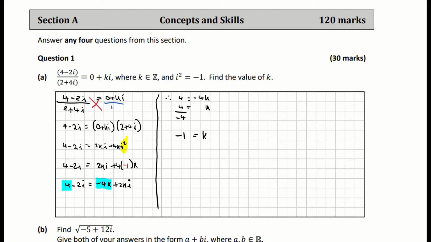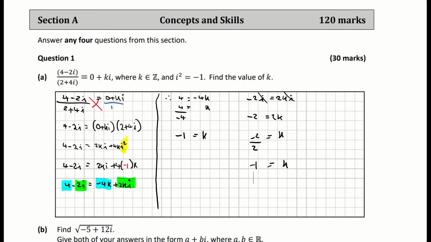Now you can check it with the imaginaries if you want. Let's just check it. So we have minus 2i is equal to 2ki. I'm going to divide across by i, so I'm cancelling the i from both sides. So that leaves me with minus 2 is equal to 2k. So k is equal to -2 over 2, so k is equal to -1. So we've done it both ways. You don't need to do both. But that's the solution to question 1a.